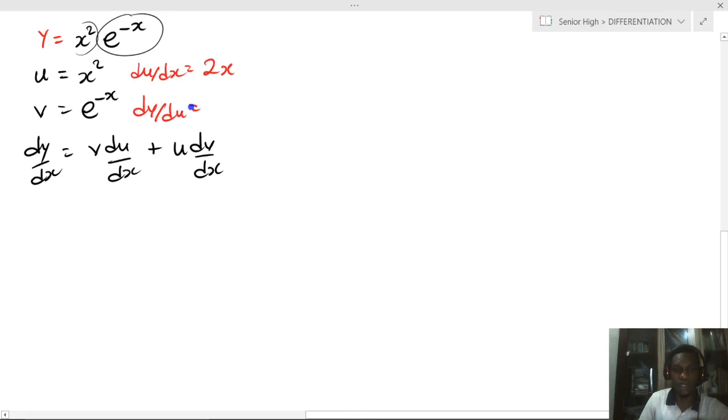This minus will come down here, making it minus exponential minus x, right? So we can then solve it finally. For our v du dx will give us what value?